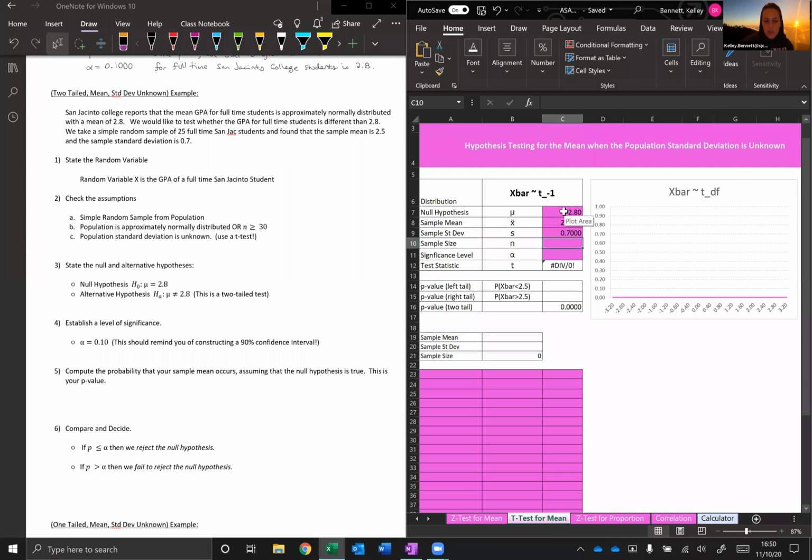Okay, we need to know our sample size, and that's in the problem too. So we take a simple random sample of 25 full-time students. So 25 is our sample. And then alpha, where does it give me alpha? Well, not in the problem, so let's keep reading. Step 4, establish a level of significance. 0.1, huzzah. So now again, we can see that we have all this output. And if you're wondering what this big table is at the bottom, we will find out soon.